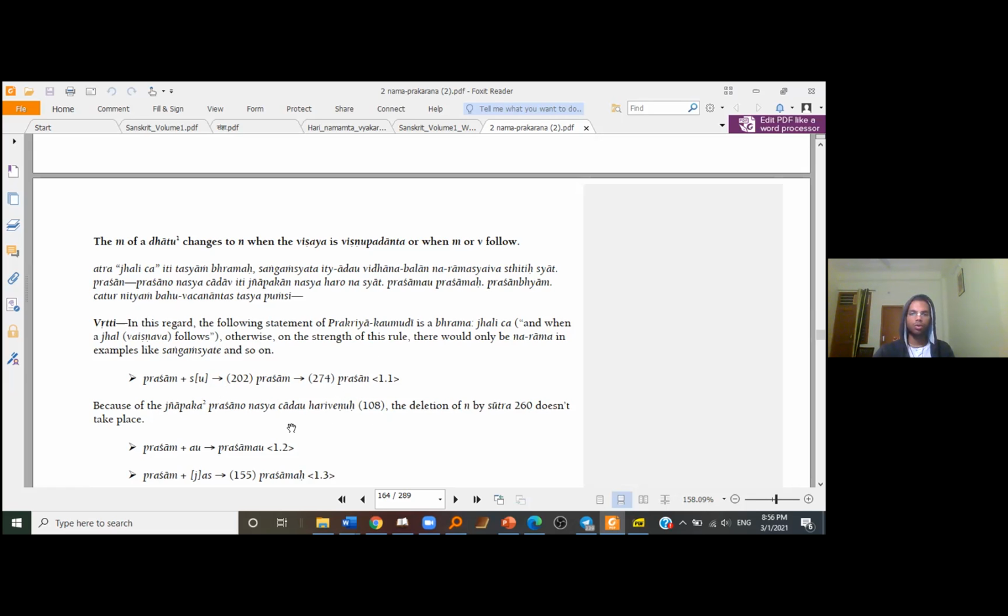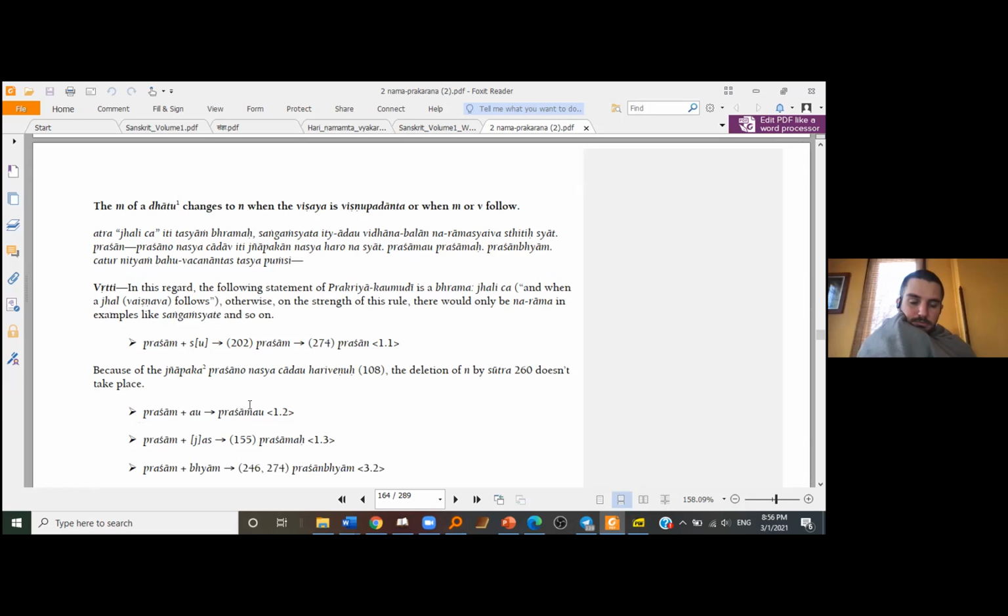because of the Jnapaka Prashano Nasya Chado Harivenu. What is this? Oh, we did this somewhere. Yeah, it's in the Sandhi Prakarana. I think this is in the beginning somewhere of Vishnu Jana Sandhi. Yeah, this is actually after No Antash Chachayo, Sharama Ityadi, just after that. So Prashanaha Nasya Cha Ado Harivenuhu. The deletion of Na by Sutra 260 doesn't take place.